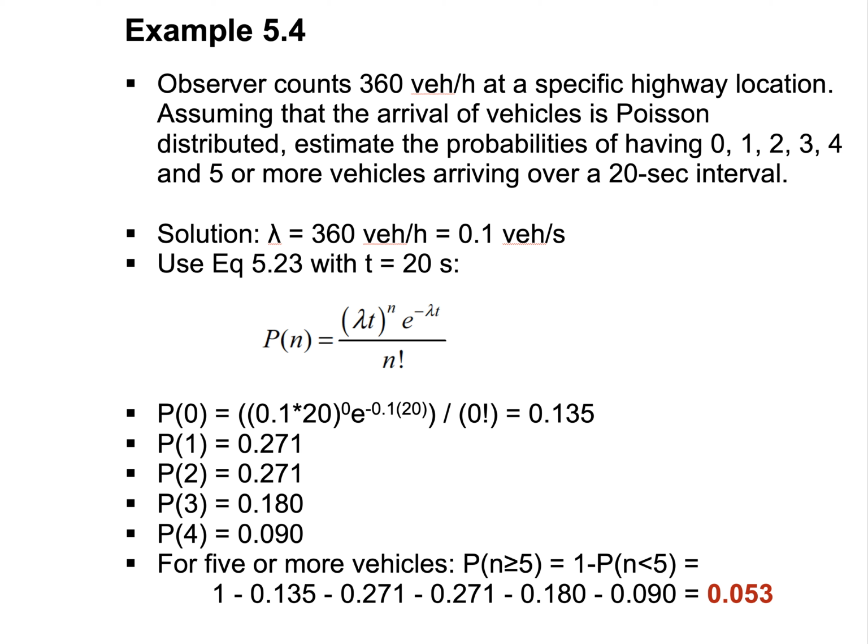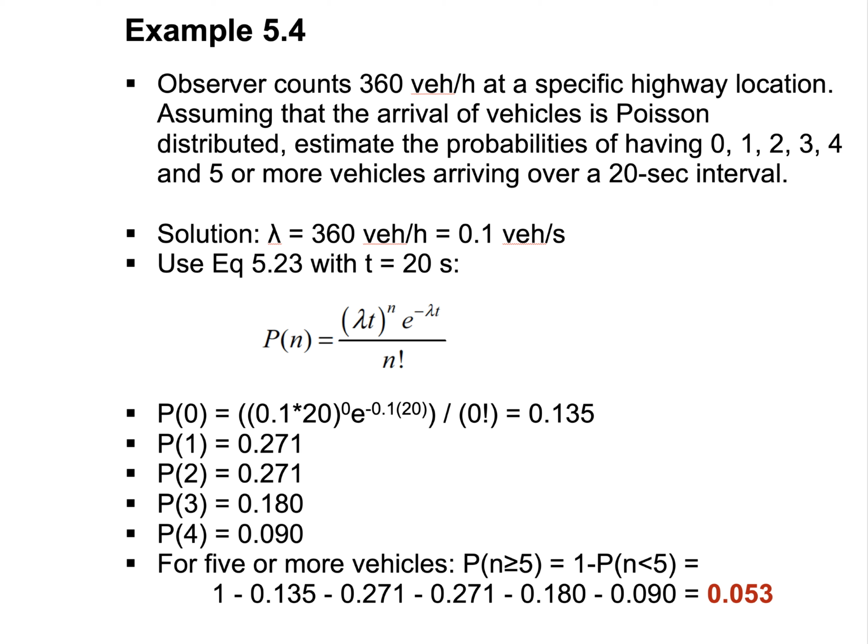Let's look at an example. If an observer counts 360 vehicles per hour, that's a rate or a flow at a specific highway location, and we assume that the arrival of vehicles is Poisson distributed, we're asked to estimate the probabilities of having 0, 1, 2, 3, 4, and 5 or more vehicles arriving over a 20-second interval. So we can use the formula that I just showed you. That's equation 5.23 in the book.